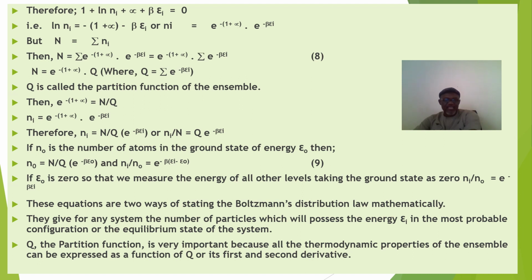This equation 9 is what we call the Maxwell-Boltzmann distribution law. These two equations give us the Maxwell-Boltzmann distribution law. And they give, for any system, the number of particles which will possess the energy Ei in that particular configuration, the equilibrium state of the system. And Q that is there is very important. It is called the partition function. This Q plays a very big role.